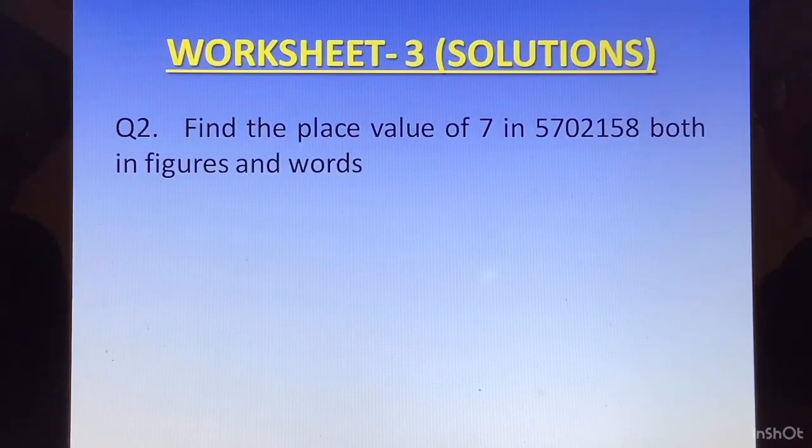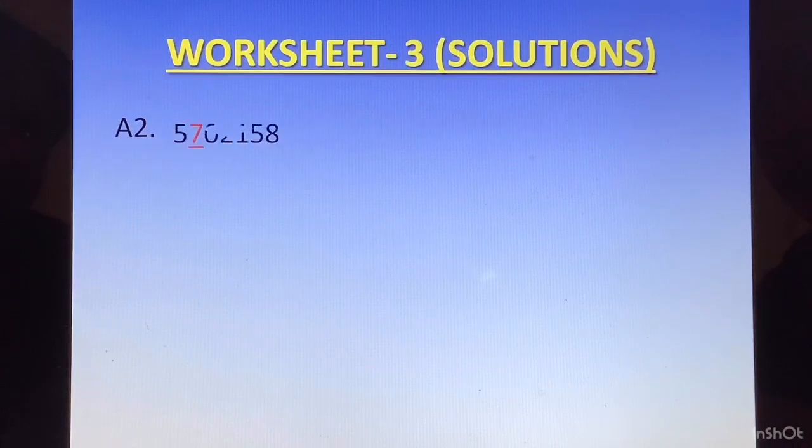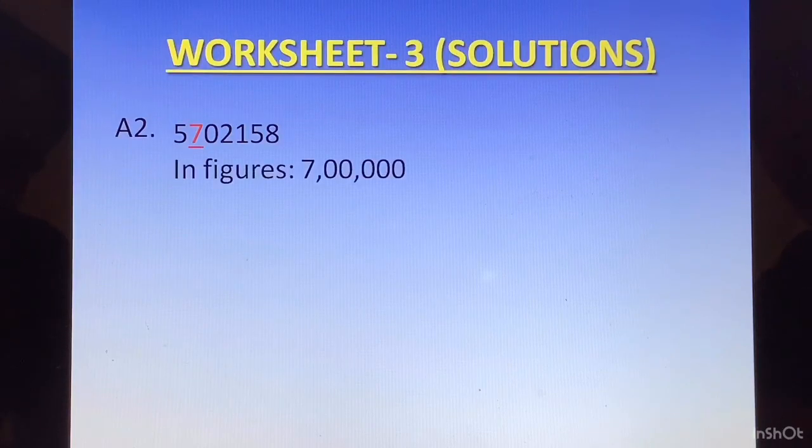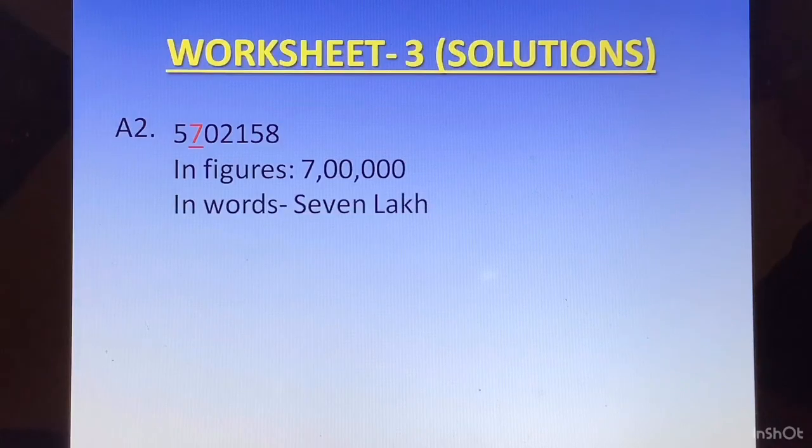Moving on to the next question. Find the place value of 7 in 5702158, both in figures and in words. In the previous question, we had written the place value only in figures. Now we have to write it in figures and words. After 7 on the right we have 02158, that is 5 digits. So after 7 we will put 5 zeros. That is going to give us the place value in figures. So in figures we will have 700,000, which is 7 lakhs. So in words we will write 7 lakh.